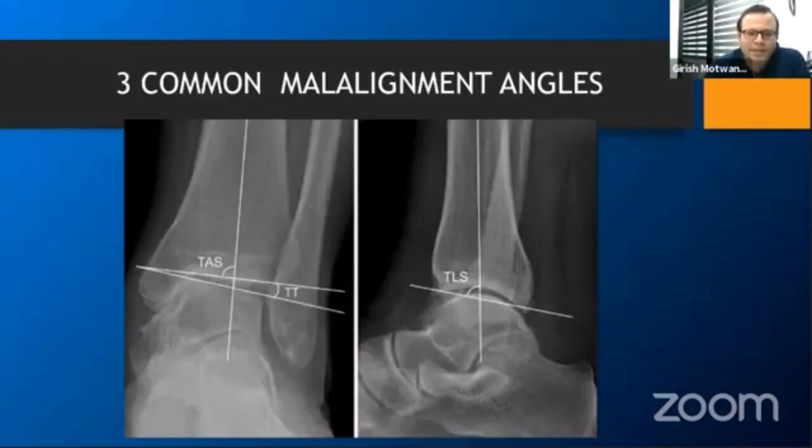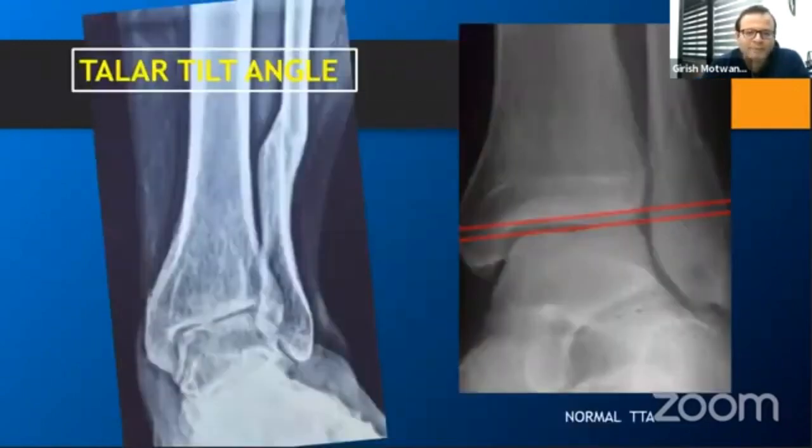Three common malalignment angles. Also, you have to look for the weight-bearing X-ray in the ankle, which gives you the idea about the axis in the coronal and the sagittal plane. So, TAS, the tibial anterior surface angle, and the tibial lateral surface angle, they are all important. We can look at here.